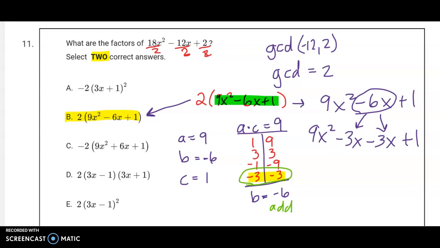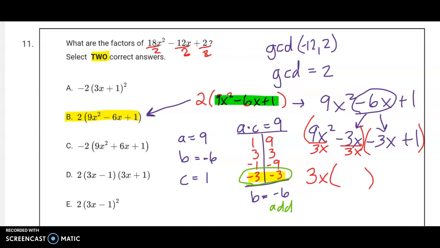From here, we group the first two terms and the last two terms, and we factor out the GCF from each of them. So in the first set of parentheses, both of those are divisible by 3, and they both have x's, so the GCF is 3x. So we need to divide each of them by 3x to see what's remaining in the parentheses.